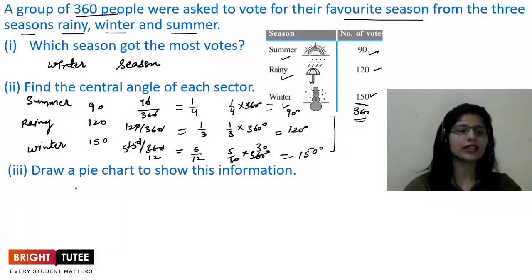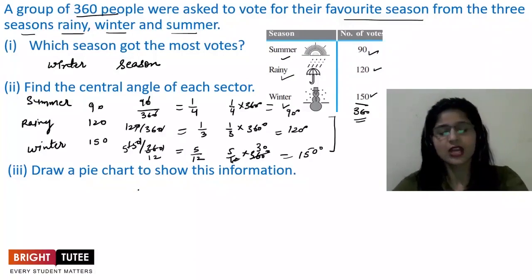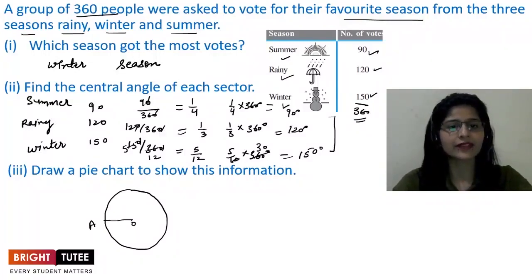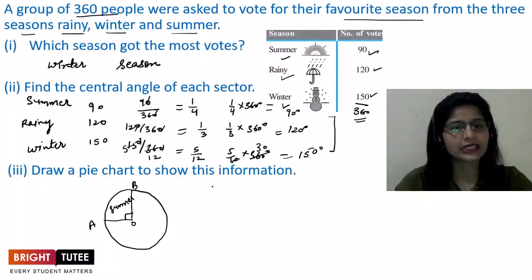Now what we will do is we have to draw a pie chart to show this information. So again, what will you do? You will draw a circle, okay, of any radius. Let this be the radius, okay, and the first angle is to be made of 90 degrees. So definitely it will be this angle, 90 degree, okay, and this is for summer season, we say. So we have to write inside it summer. The second one is 120 degree. Let this be 120 degrees.